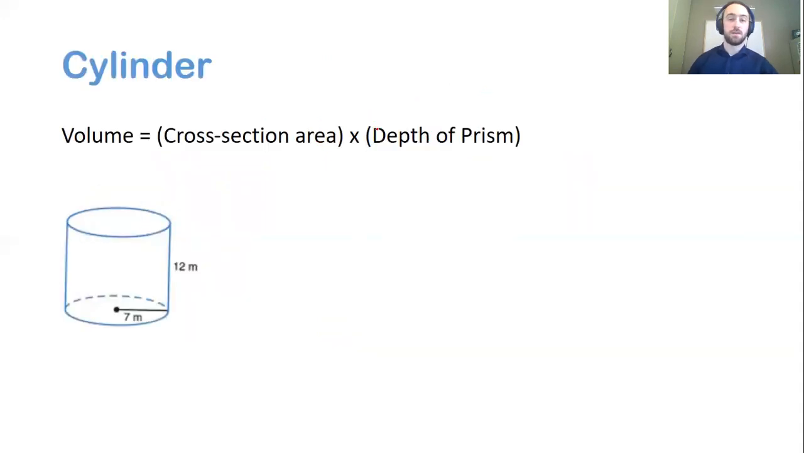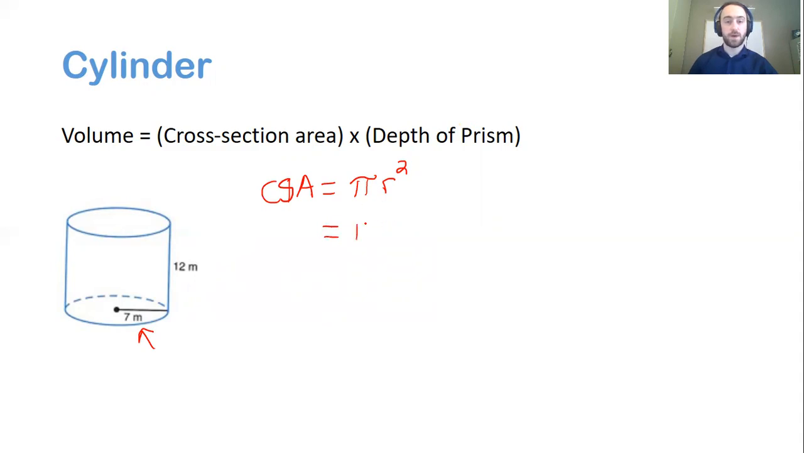The only thing that changes is our formula for cross-sectional area. Now with cylinders, it is the exact same formula. We have cross-sectional area multiplied by the depth of our prism. Now for cross-sectional area, we're looking for the area of a two-dimensional circle. So we know that to be pi r squared, r being the radius of the circle.